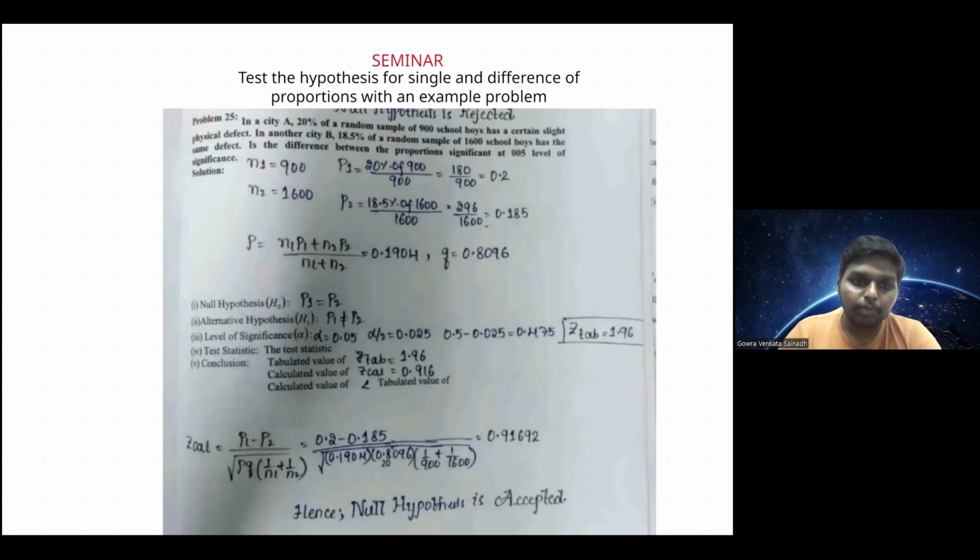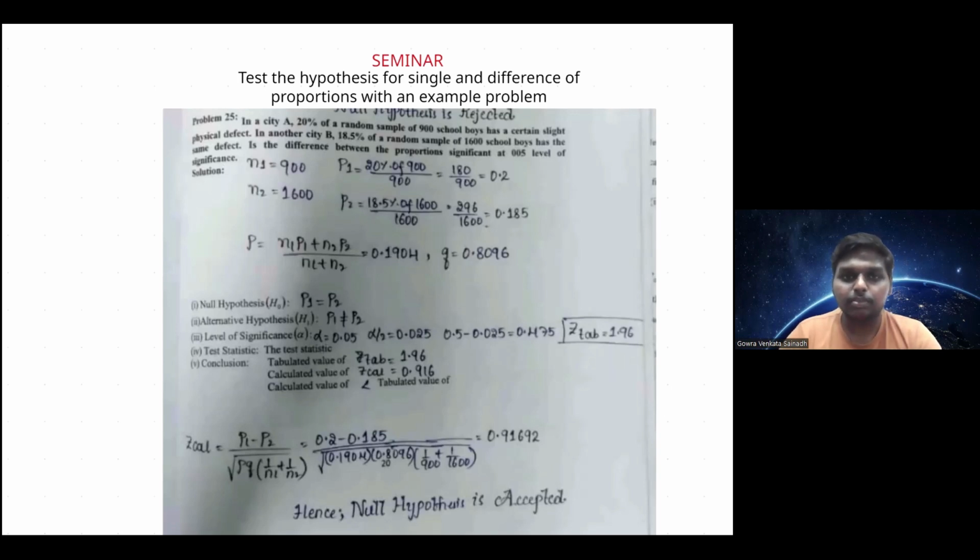Now when we calculated the test statistic, we got 0.91692. So here the calculated value, that is 0.91, is less than the tabulated value 1.96. So null hypothesis is accepted.